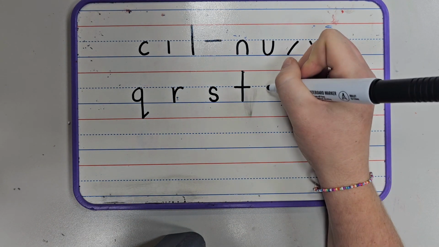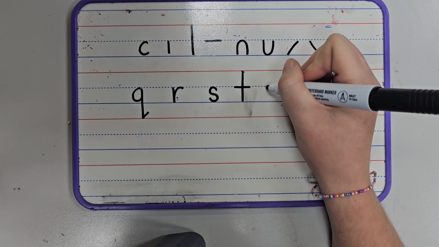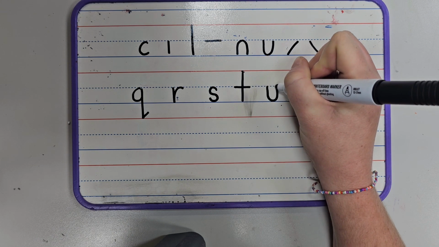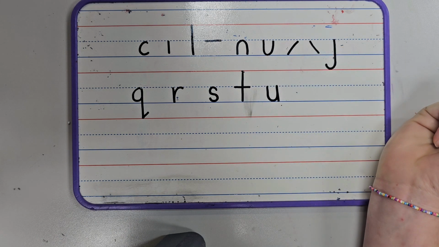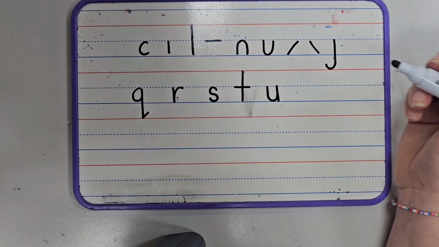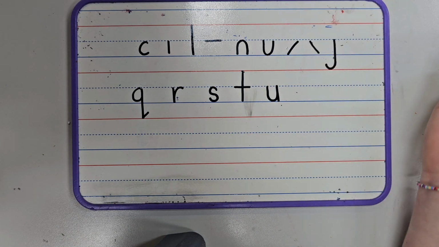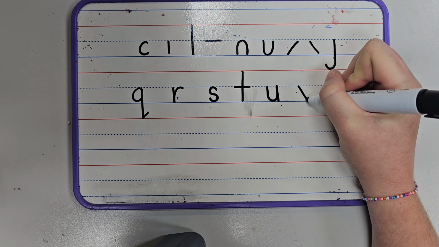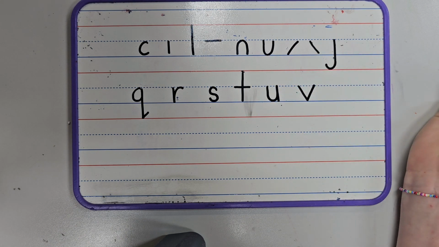Letter U starts in the middle, under the gate, and then small man down. Letter V is a Jack and Jill letter. So Jack and Jill went down the hill and back up the hill.